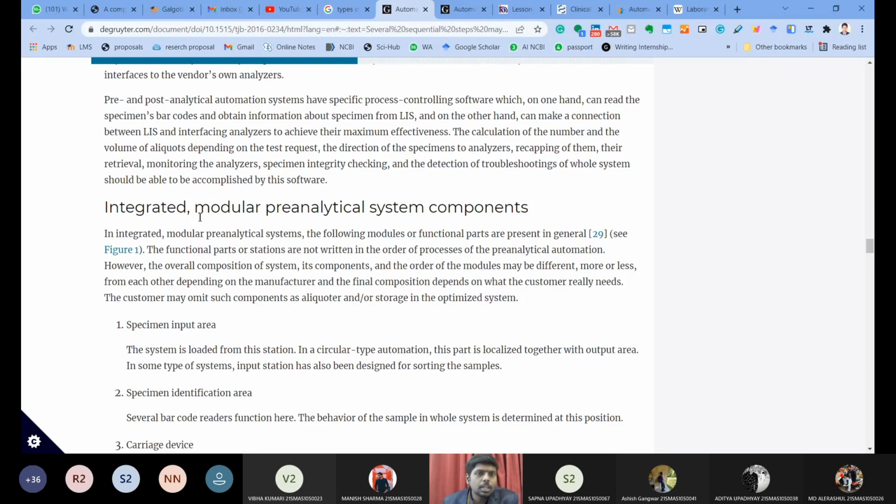Then we have something called modular. Modular means here I can replace with anything. I can buy one Reynolds pen and I can use any refill. I can use a Montex refill, I can use a Classmate refill, anything. That means I can replace my reagent with any type of company I want. Such types of automations are called modular analytical automations.